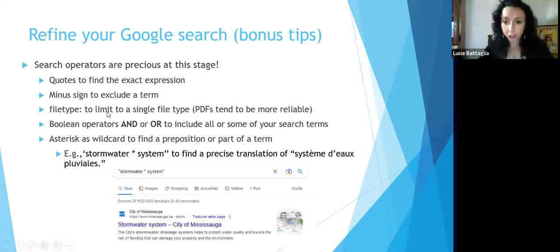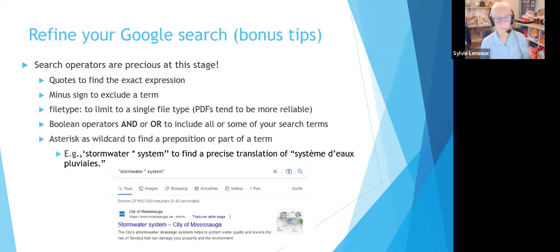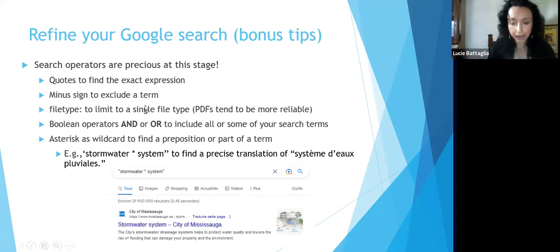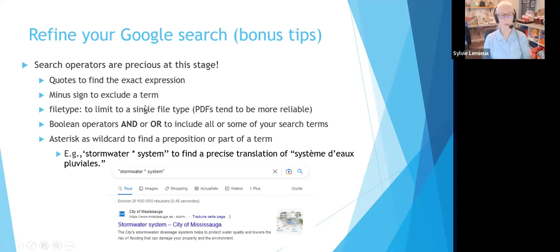Otherwise, you can filter by file type using filetype: with no space. For instance, you have PDFs that tend to be more reliable. Also, you have your good old Boolean operators AND and OR to include all or some of your search terms. Let's say you're using the strategy I gave you with the French term in quotes and English keywords. You can put AND between your English keywords so Google picks them all up, and gives you more English results with the French term.